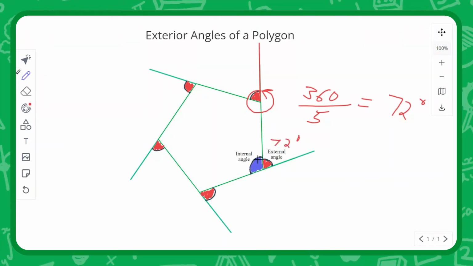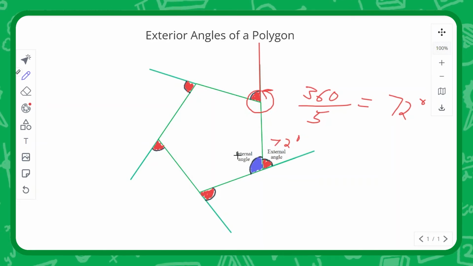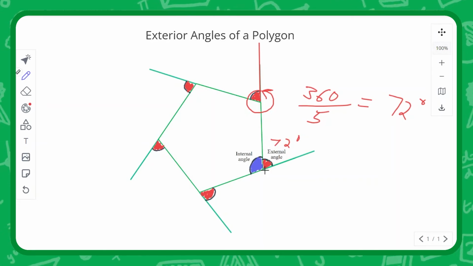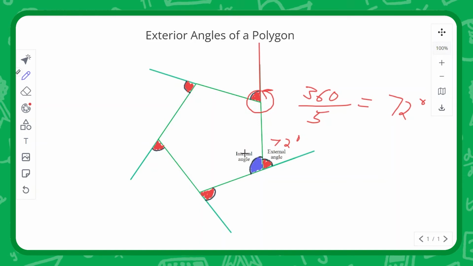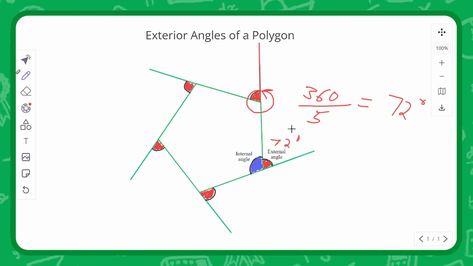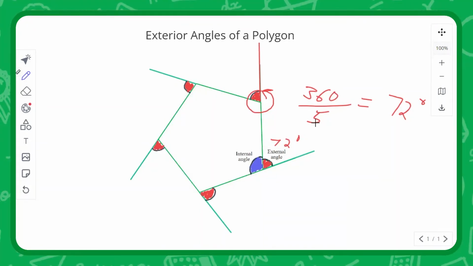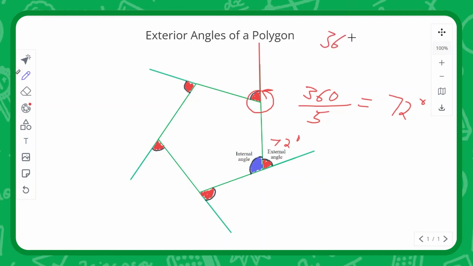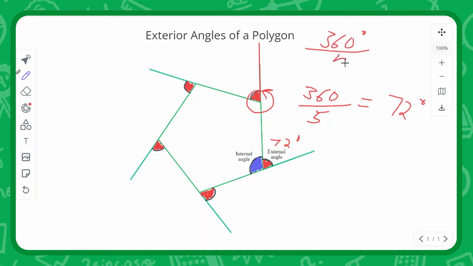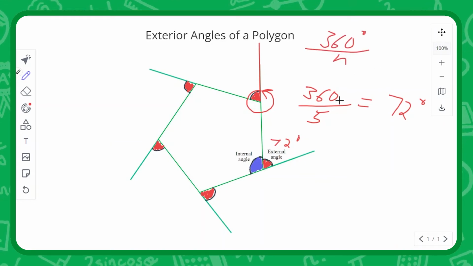If we wanted to know the internal angle of a regular pentagon, we have to make sure all these sides are the same. And this works for any polygon. Any polygon, the exterior angle is 360 divided by the number of sides. Write that up here. It's 360 degrees divided by the number of sides gives you the exterior angle.